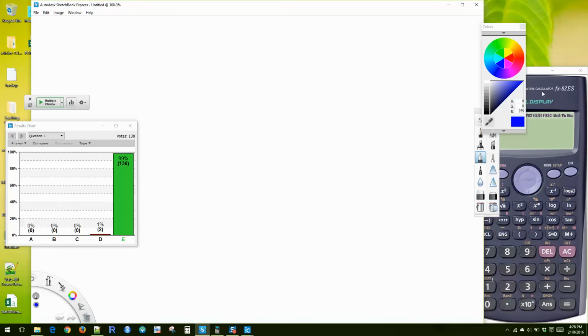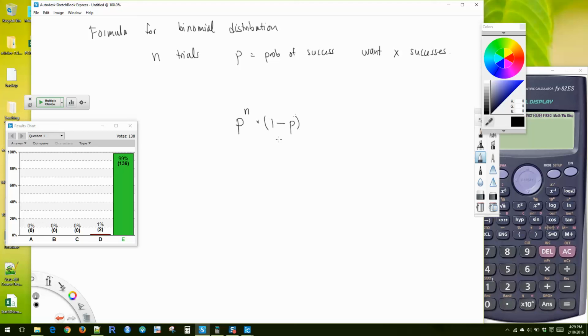If I can flip to the next slide, okay. So the formula for the binomial distribution, okay. So we have N trials, P probability of success, and we want X successes, okay? So what it's going to be is we take that probability P and raise it to the n power. Okay? And then we multiply it by the probability of a failure, which is going to be 1 minus p, right? So in the previous problem we said the probability of getting a red candy was 0.3, which meant the probability of a non-red candy was 0.7.